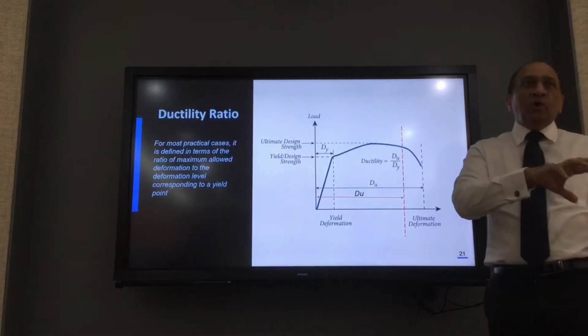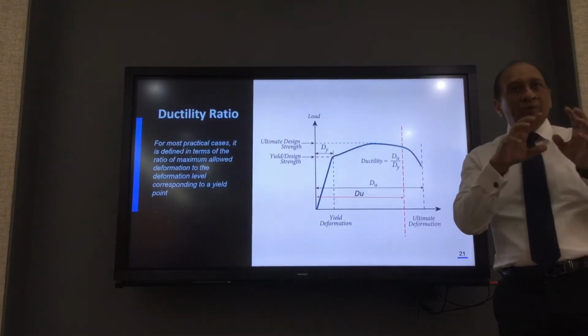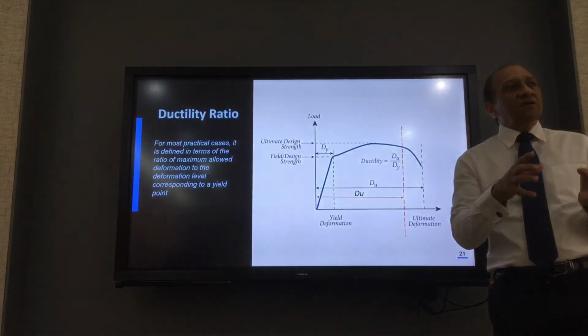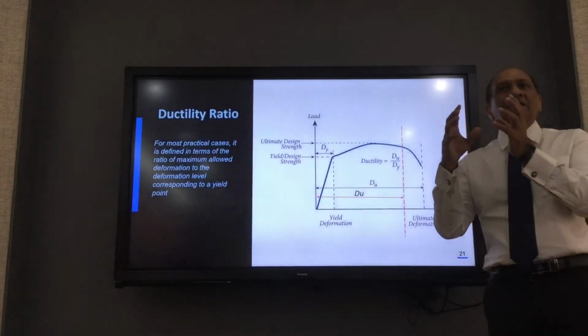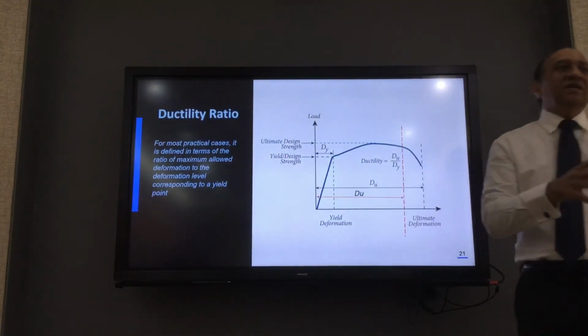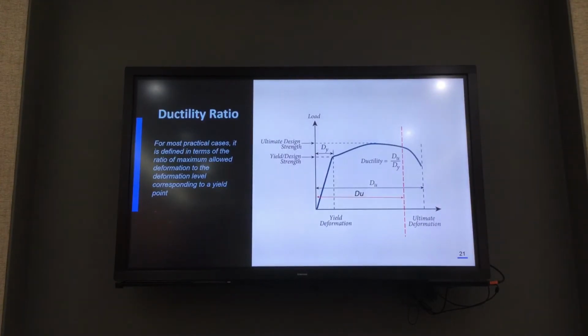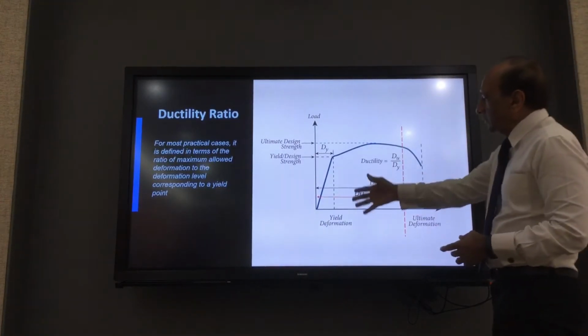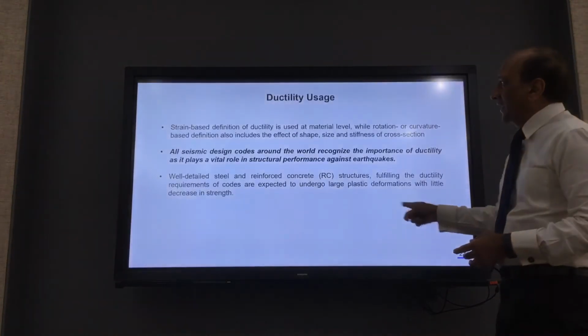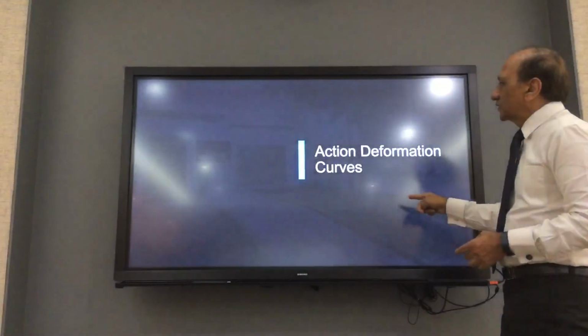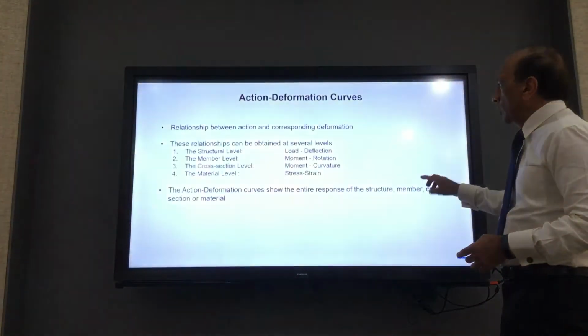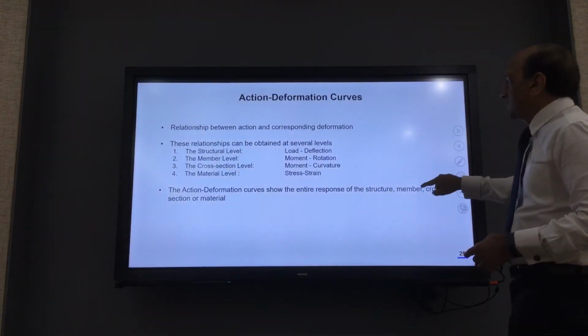So the cross-section response is needed to generate the moment curvature curve. The moment curvature curve is needed to generate the moment rotation curve, which is needed to generate the cross-section response. So ductility ratio and ductility demand, all of that, ductility uses we have already. So let me just stop here and go to the second presentation.